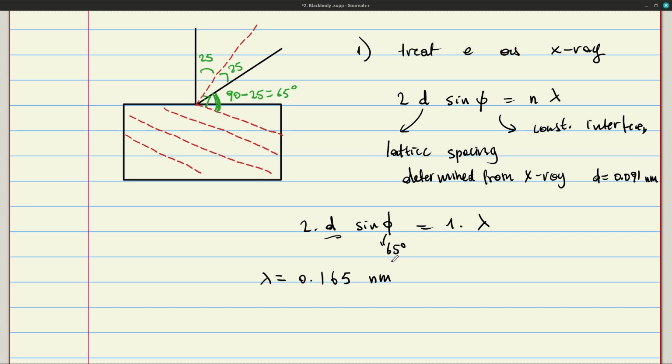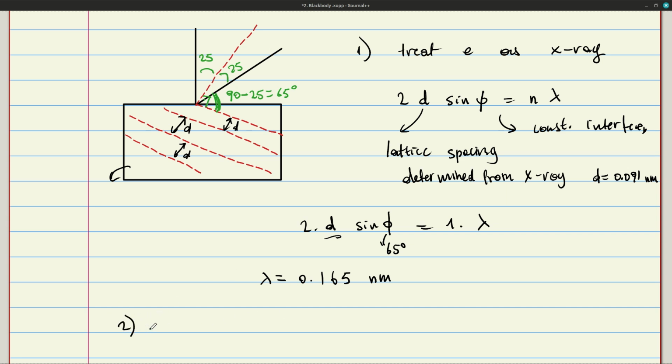How did you find d if lambda is unknown? So d is this d. That's a good point. This d has to do with the sample. So what I'm saying is take exactly the same sample, give it to an X-ray spectroscopist. He's going to tell you d, bring it back, and do the electron experiment. That's what they did. So we used the wave nature to come up with this.